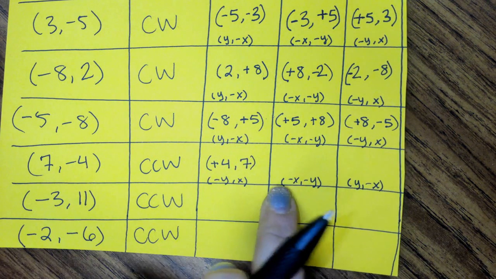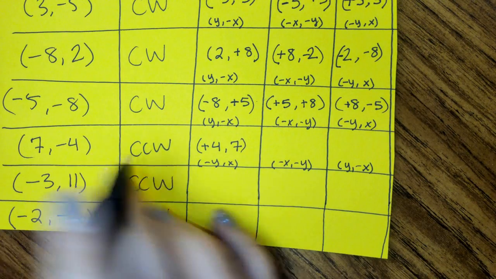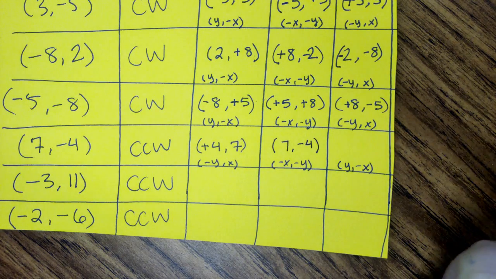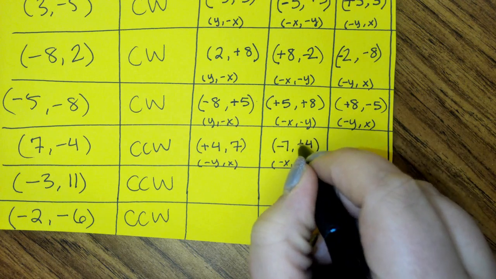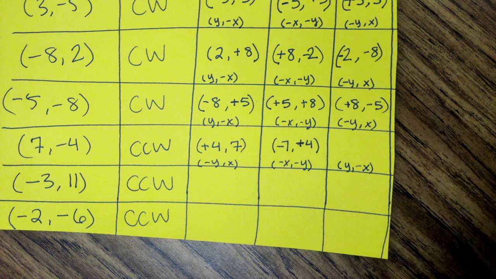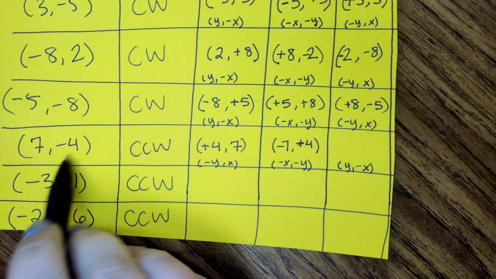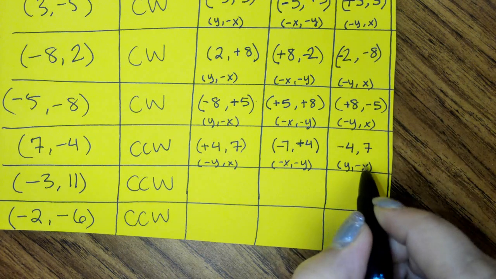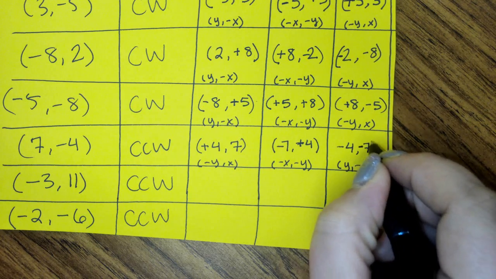My order of the coordinates stays the same every time I look at a 180-degree rotation. 7, -4. And I make both of them opposite. So instead of 7, we have -7, and instead of -4, we have +4. For a 270-degree rotation, you have to switch the order of the coordinates, so we'll have a -4, 7, and we make the new second thing opposite. So instead of 7, we'll have a -7.